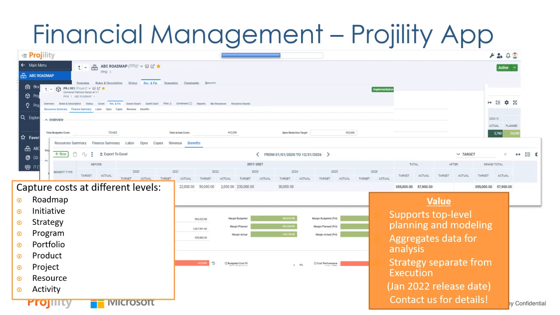So the real value, again, of having a separate app to do this is it's going to support the top-level modeling and planning that directors, executives, and managers all want. They don't really want to go into a detailed project. They want to think at this higher roadmap level or the portfolio level. It's going to aggregate data so you can do proper analysis at the right levels of detail and push that down. It's going to separate out your strategy from your execution, and let people work in the tools they know, like Microsoft Project.